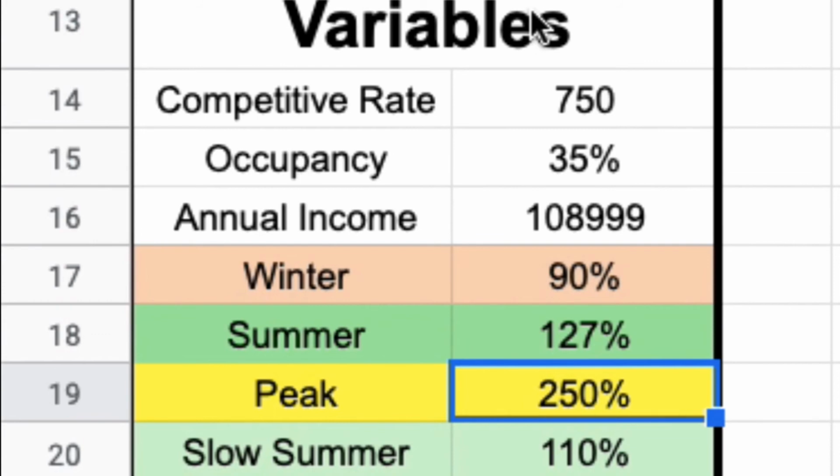Then slow summer is just an internal thing that we've got just before winter and just after summer, or not really after summer, but in between, there's a period where bookings start slowing down, and we adjust it accordingly.